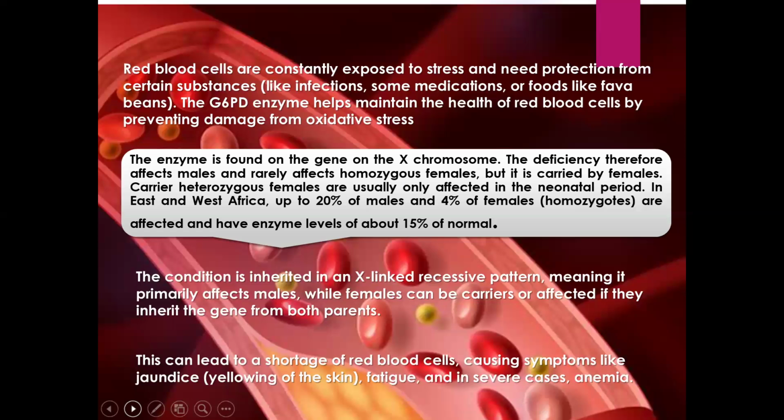The condition is inherited in an X-linked recessive pattern, meaning that it primarily affects males, while females can be carriers or affected if they inherit the gene from both parents. You know, since this particular condition is only found on the X, not on the Y, if a male inherits that defective gene on the X, because a man has only one X, automatically the man will be affected. But if a female inherits only one X that has that issue, it cannot affect her, but she becomes a carrier. It can only affect her if she inherits both defects from the father and the mother. But for a man, once he inherits a copy of it, you are going to be affected.